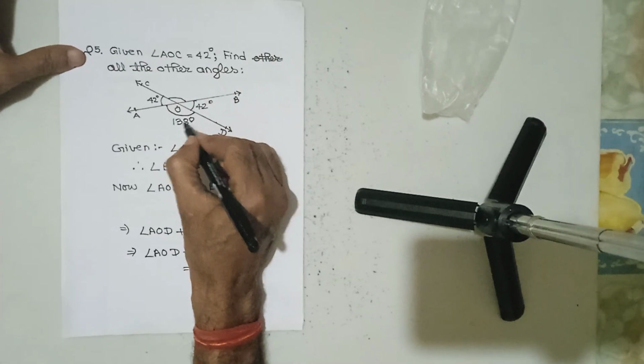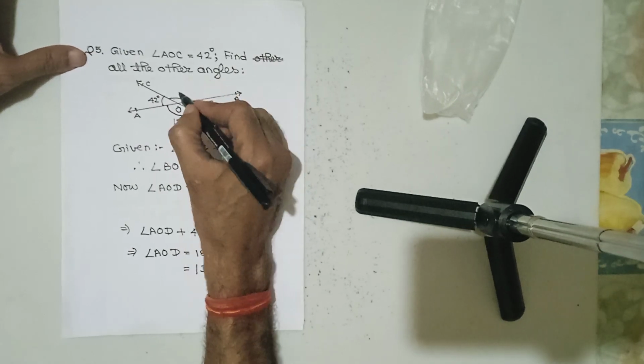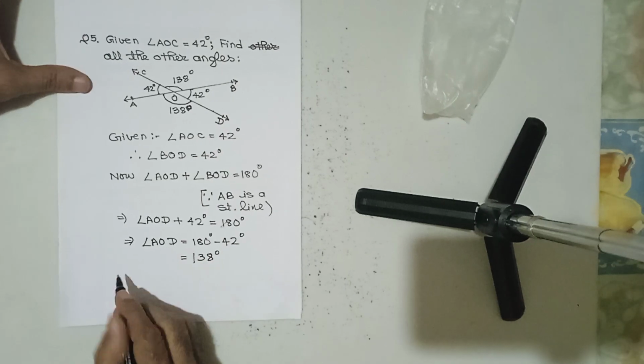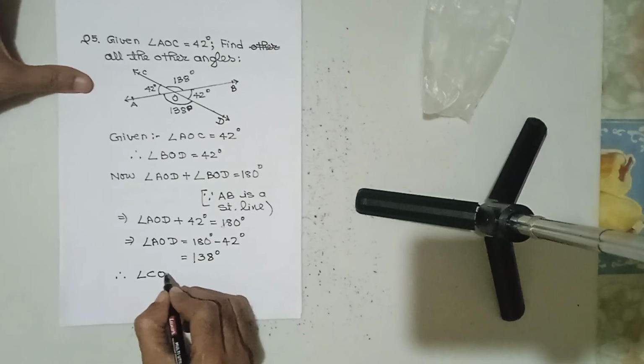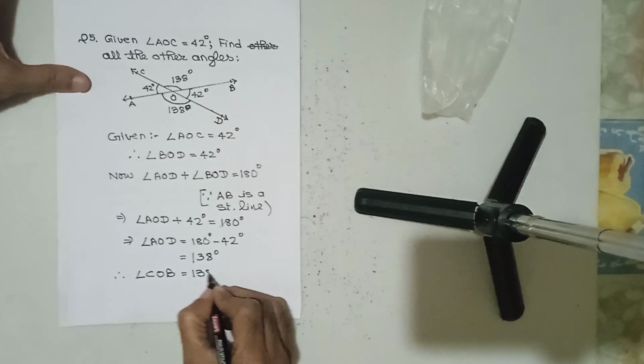Now this angle is 138 degree, then the vertical opposite angles will be equal. So this angle will also be equal to 138 degree. Therefore, angle COB will also be equal to 138 degree.